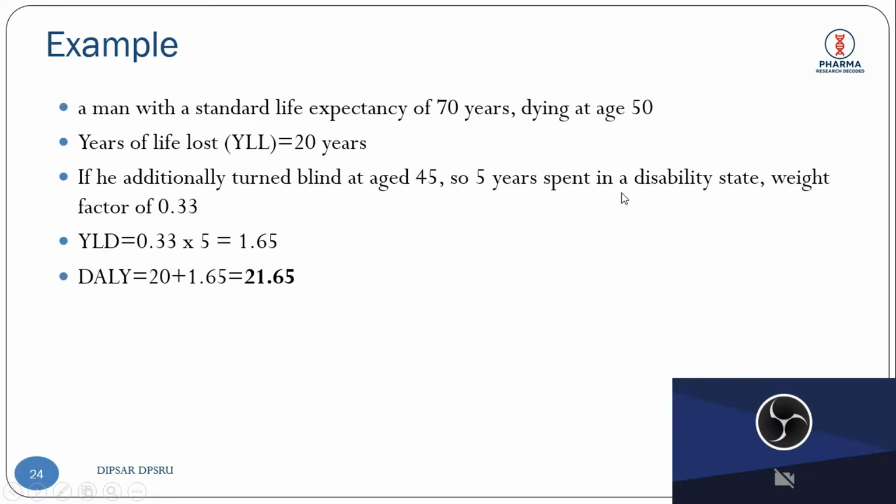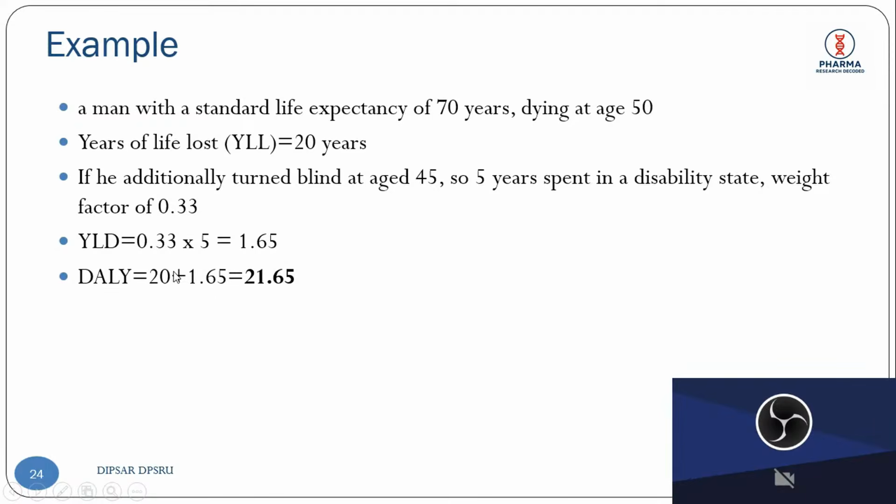उसने जो स्पेंड किए, the patient has spent that years in a disability state, and weight factor for that blindness is 0.33. Again, this is standard table by which you get the weight factor for the disability. So blindness disability के लिए weight factor जो है वो है 0.33, राइट. तो YLD क्या हो गया, 0.33 जो वेट फैक्टर है, मल्टीप्लाई बाई 5, तो इट बिकम 1.65.